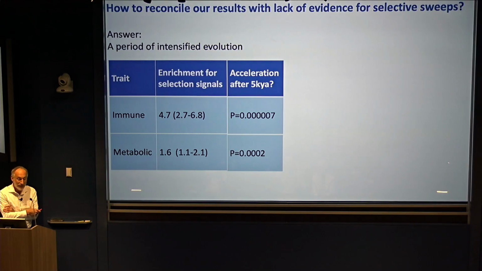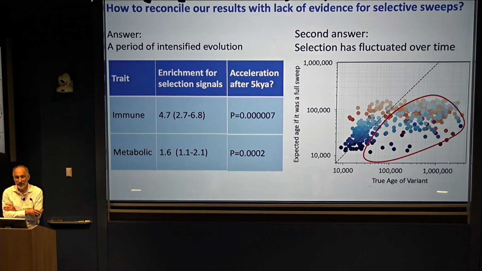And there's not only that, but there's been a further acceleration after 5,000 years ago. So you can measure the intensity before 5,000 years ago and after 5,000 years ago, and there's an acceleration. But the second answer is not just that it's accelerated, but it's fluctuating. So if you look at a plot of the age of the genetic variant when it arose in the population versus what it would be if it had been selected at that intensity for all time, you see many positions on the y equals x axis, and that's what you expect if it's a constant selective sweep.